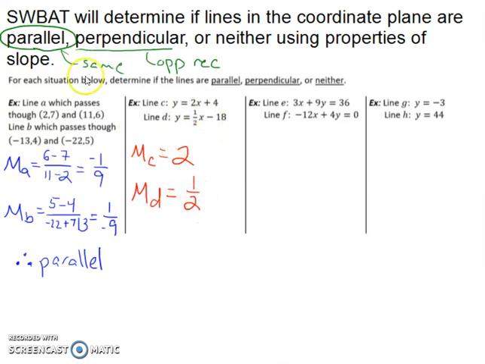So when I look at these, I'm checking, are they the same? Nope, so they're not parallel. Are they opposite reciprocals? Well, no, they are reciprocals, but they're not opposite reciprocals because they're both positive, so they are neither. So I'm going to write, therefore, neither.